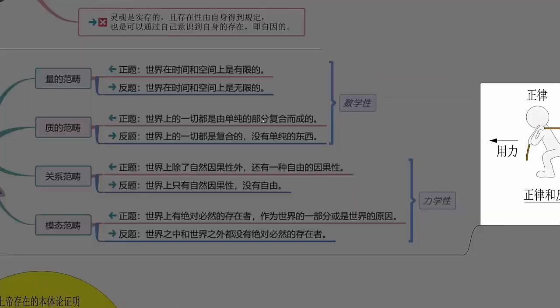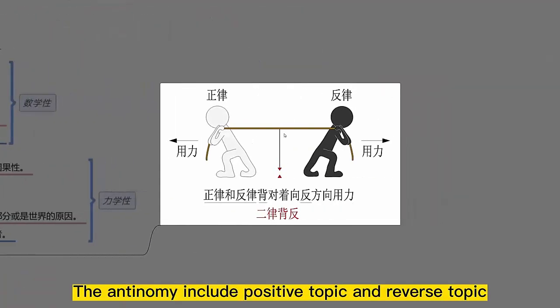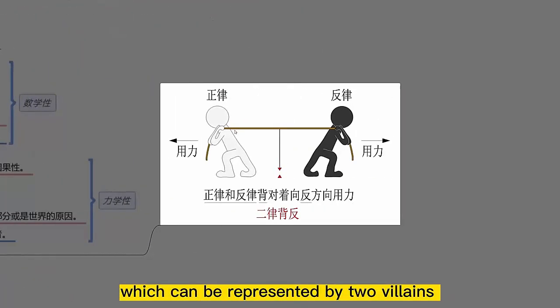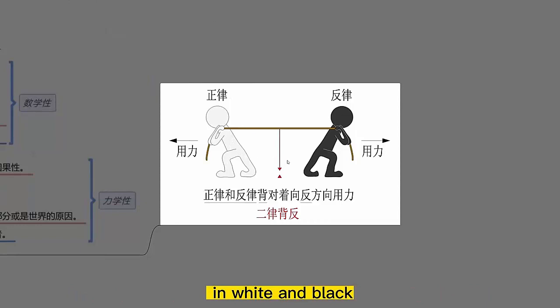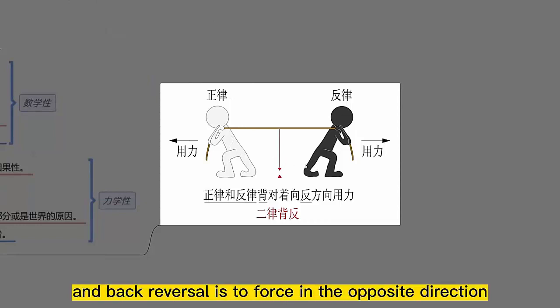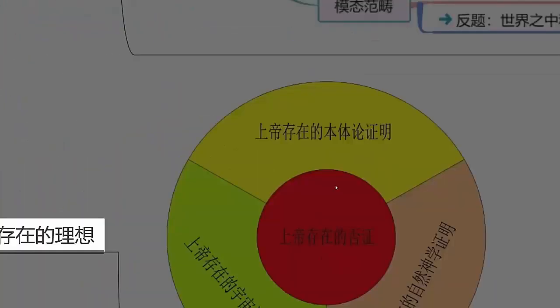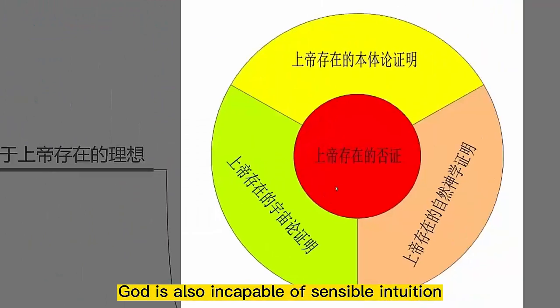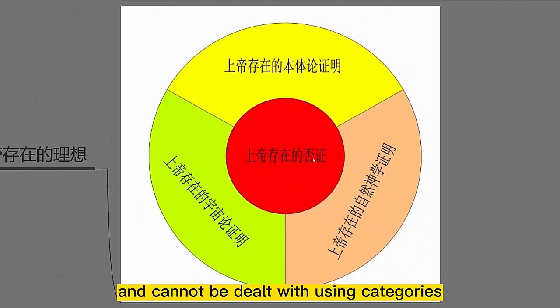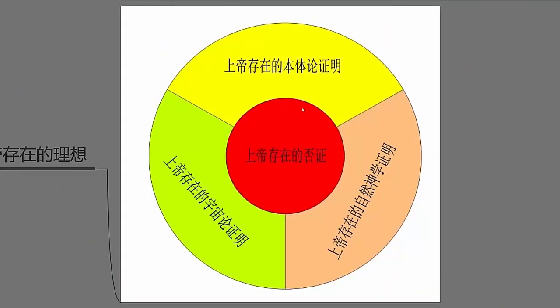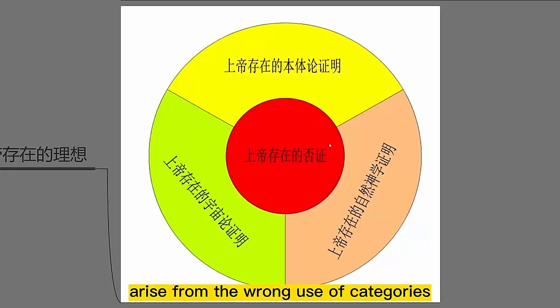The antinomy include positive topic and reverse topic, which can be represented by two villains in white and black, and back reversal is to force in the opposite direction, which can be expressed by tug-of-war between two people. God is also incapable of sensible intuition and cannot be dealt with using categories. The three ideals of God's existence also arise from the wrong use of categories.